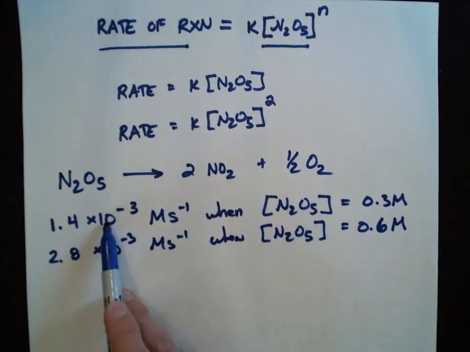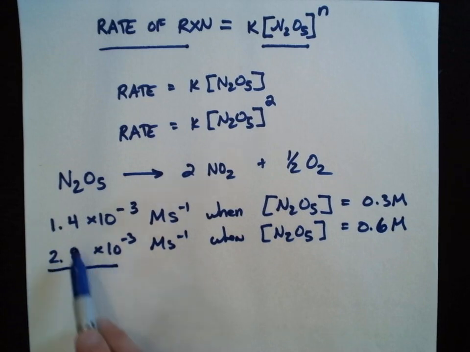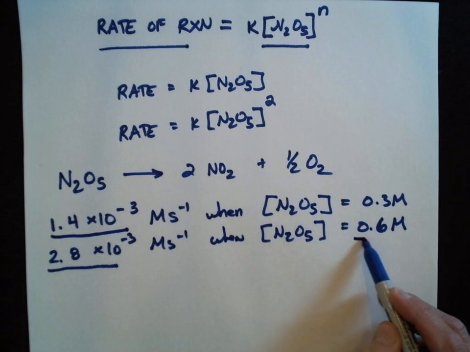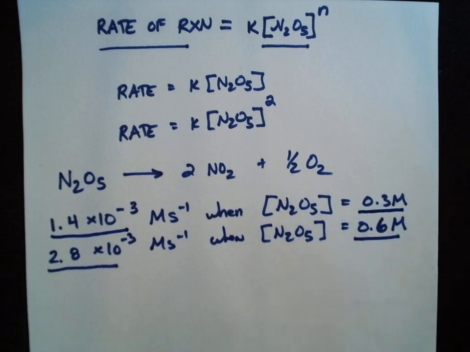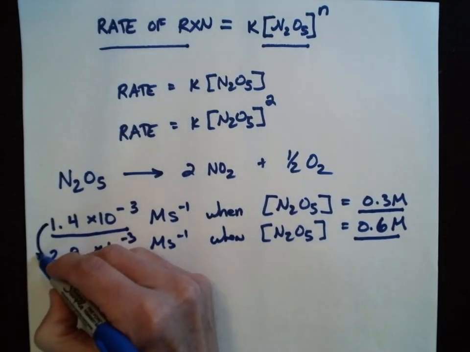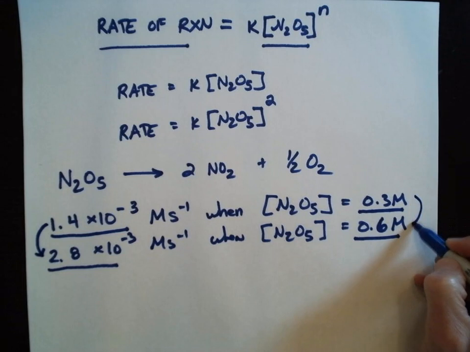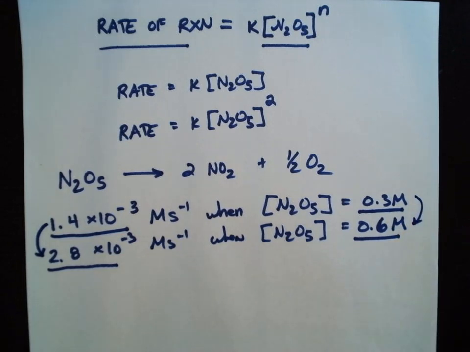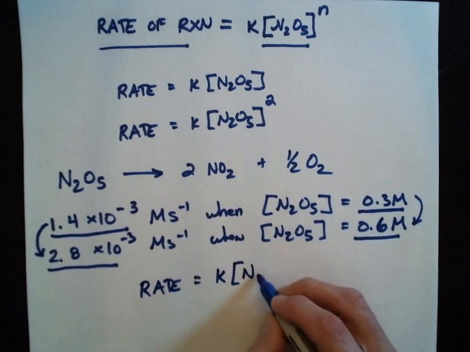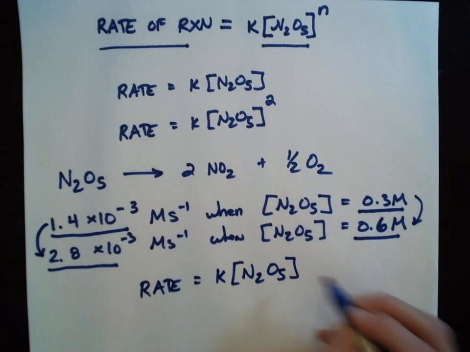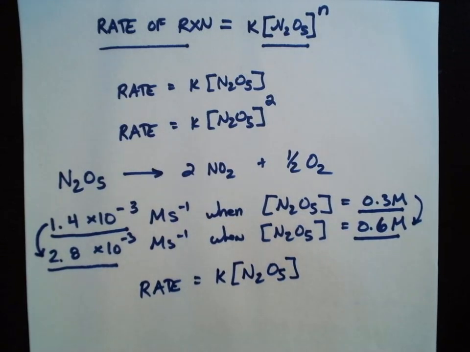You should notice that this rate here is twice this rate here. And this concentration here is twice this concentration here. So it's a one-to-one, this goes up with the same proportion. This doubles, then this doubles, then n is going to be equal to 1. And in this case, we would say the rate is equal to some constant k times the concentration of N2O5 to the first power. And we'd write the rate law like that.